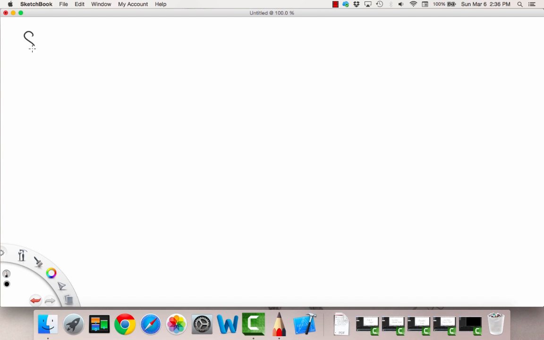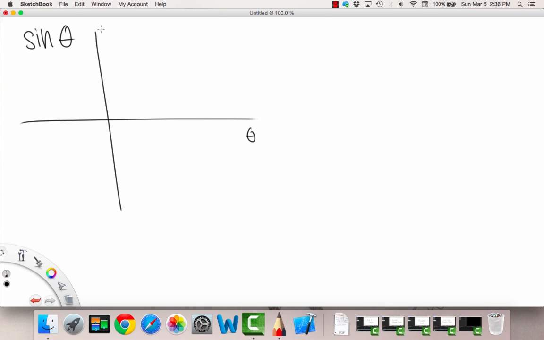So let's start with the sine graph. Here we have sine theta, and let me graph it for us. Here's theta and here's sine, and here's 1 and here's -1. Let's say this is pi, this is positive pi over 2, here's 2 pi all the way over here, and here's negative pi over 2, negative pi, etc.